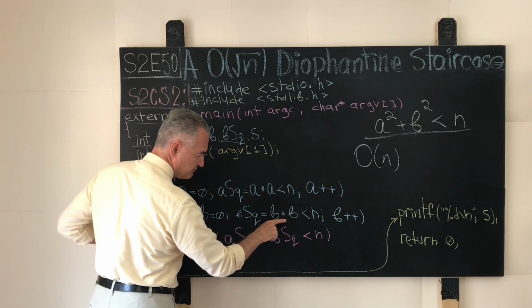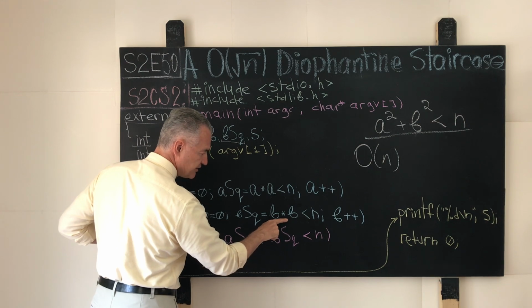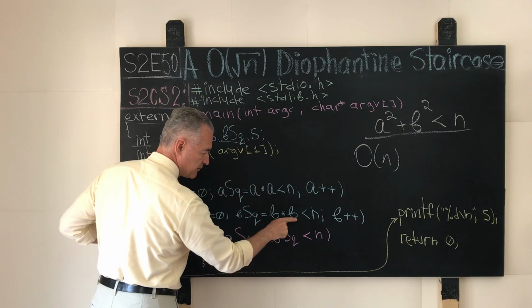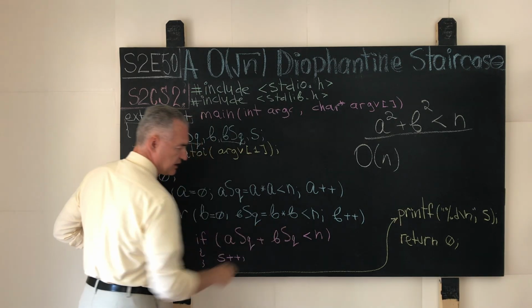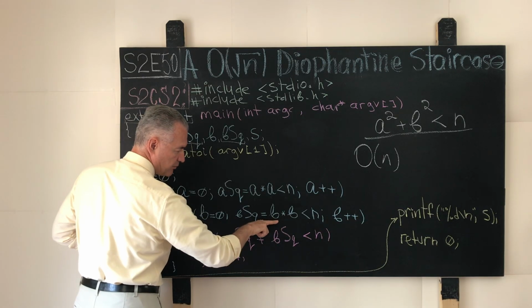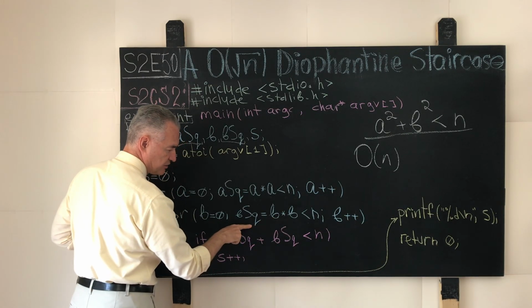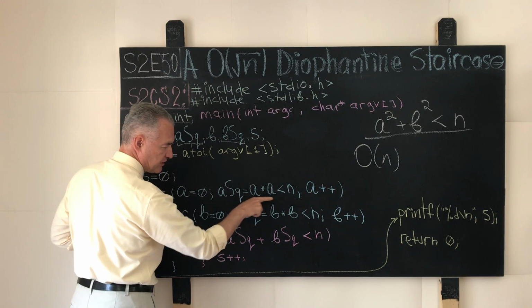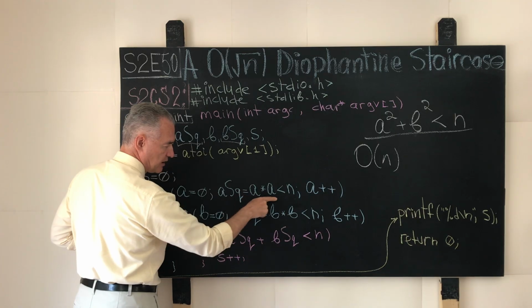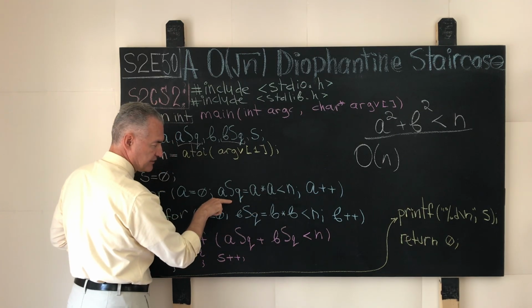Then we condition our for loop on the requirement that B times B, or B squared, is strictly less than n. We execute this operation, B times B, and we store the value in the variable B squared. We do the same thing in the outer loop when we compute the square of A times A. We store it in the variable A squared.